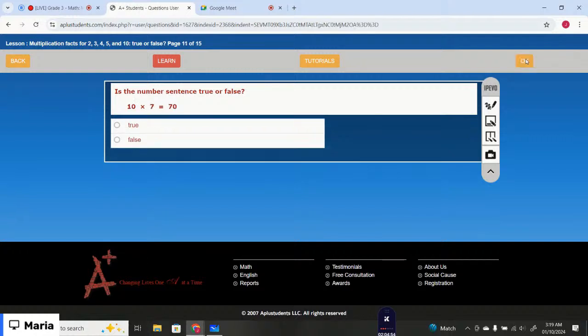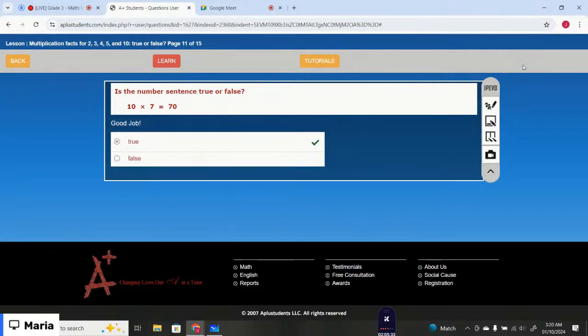Is the number sentence true or false? 10 times 7 is 70. Which is the correct option? 10 times 7 is 70. Option number 1 is the correct option. True it is, right? Both sides are exactly equal.